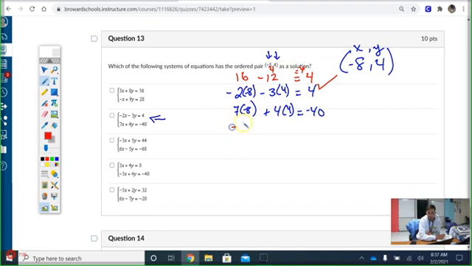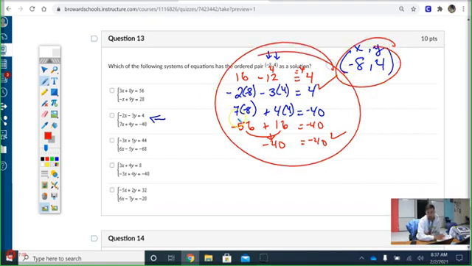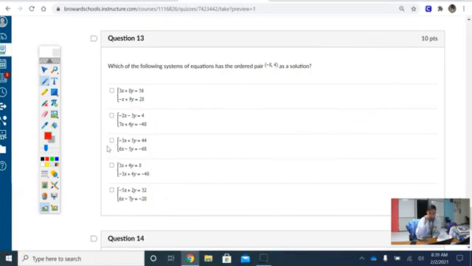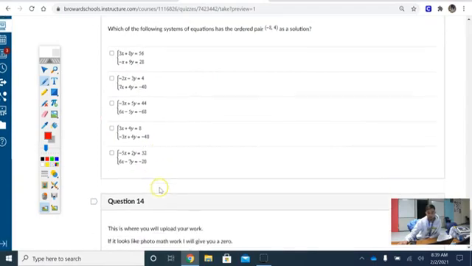7 times -8 is -56. 4 times 4 is 16. If I do -56 plus 16, I get -40 equals -40, because this side is -40, and then this side was already -40. This actually is an answer, so this actually works for this one right over here. You have to plug it into this one, this one, this one, and this one. By the way, there's 2 answers for number 13.